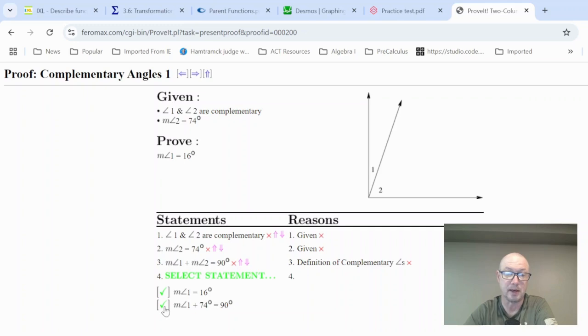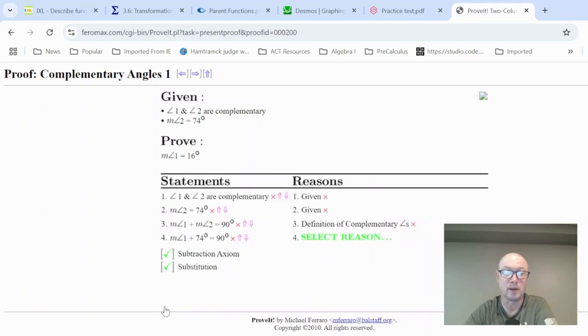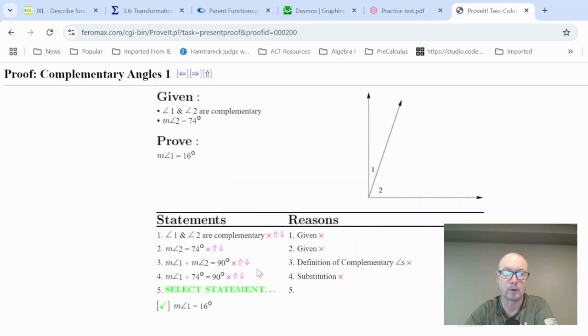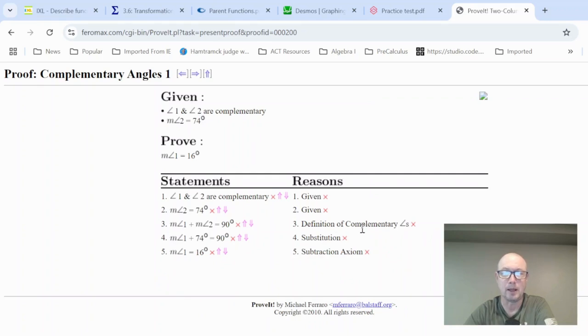So we know this has to be the next step. Measure of angle 1 plus 74 is equal to 90. And now how did we get from step 3 to step 4? Well, we replaced measure of angle 2 by 74. So that would be the substitution property. And then the final step, we have measure of angle 1 is equal to 16. And we did that by subtracting 74 from both sides, which is the subtraction axiom. And a lot of times it might be in your textbook or in your class, it might be subtraction property of equality. Okay?